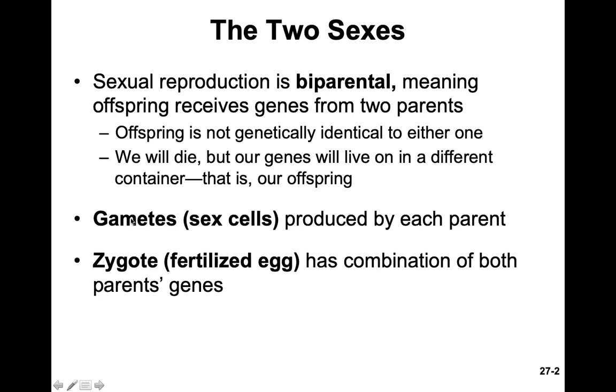So the term that is used to refer to sex cells, so your sperm and egg collectively, are called gametes. There are gametes that are produced by both parents. Zygote is the name of the fertilized egg. And a fertilized egg is fertilized, meaning that the sperm has combined with the egg, and this is the beginning of the new human.